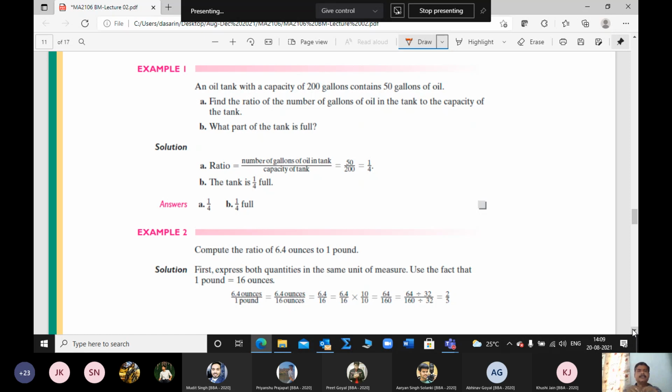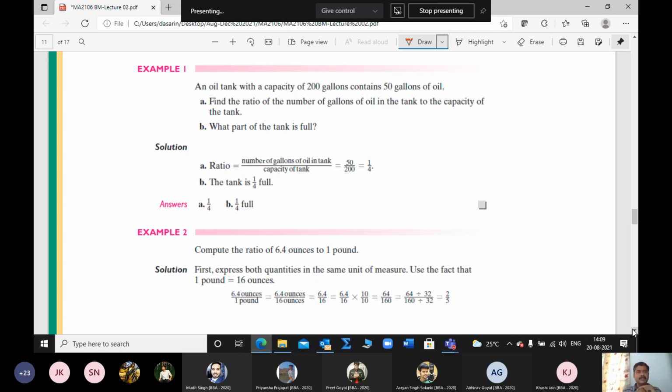Otherwise, you can take it as a 2-liter water bottle, and in that only 50 ml of water is there. That way you can reiterate this question. Now we'll see the questions.